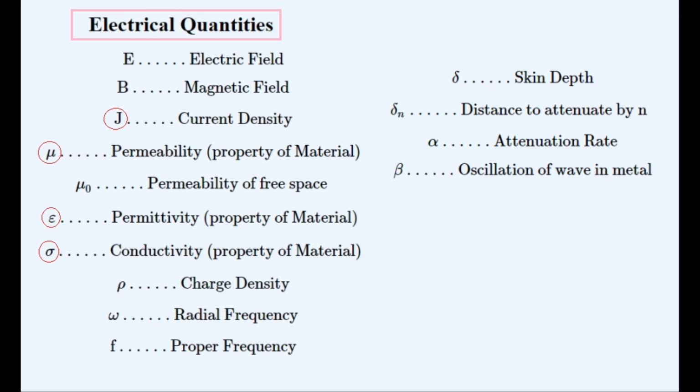The permeability is an amount of a magnetic property of a material and is almost always equal to the permeability of free space, which is a constant. The conductivity is the amount that a material can conduct electricity. The permittivity is the amount that a material is a dielectric and won't be used in any of the equations that we derive. The current density is the current per cross-sectional area that passes through a conductor.